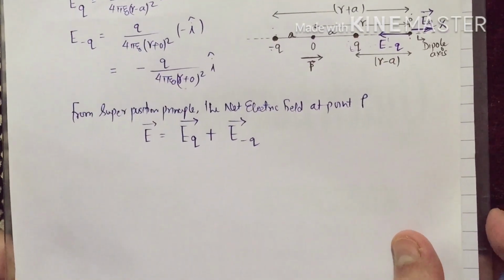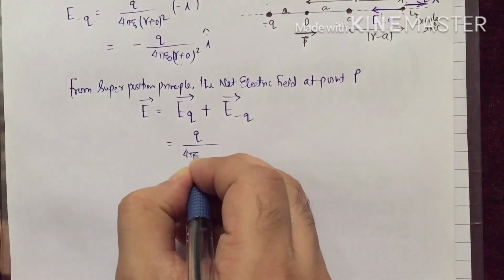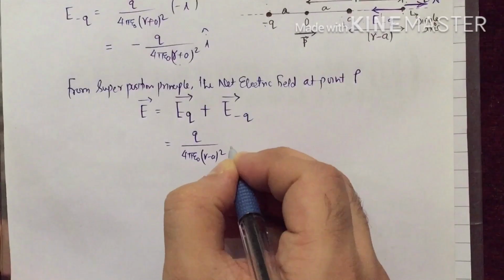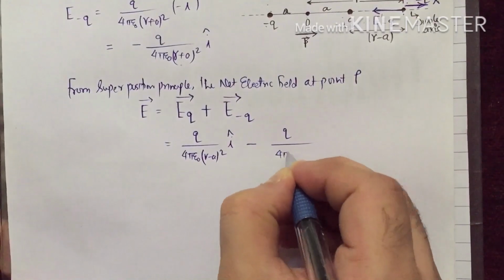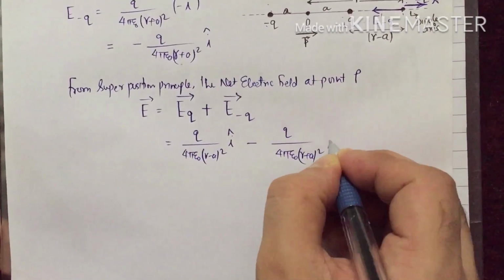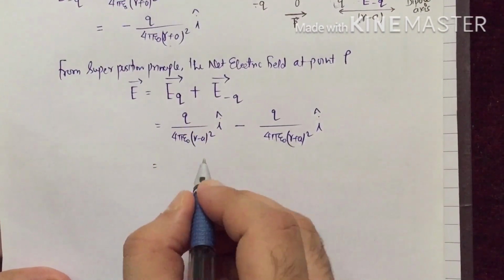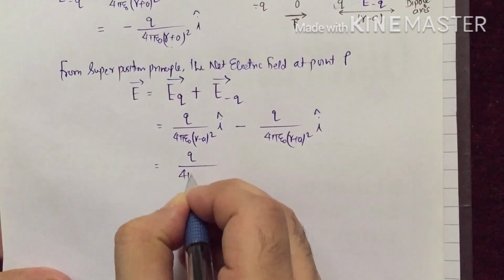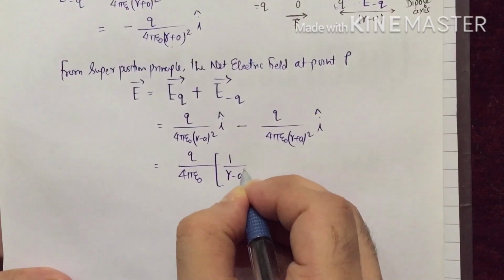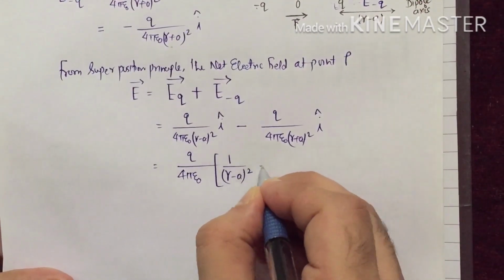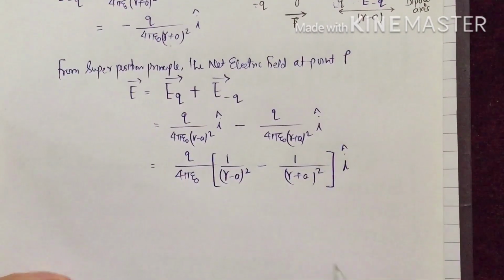Let's put the values. It is q by 4 pi epsilon naught (r minus a) whole square into i cap, and E due to minus q is minus q divided by 4 pi epsilon naught (r plus a) whole square into i cap. q by 4 pi epsilon naught is common in both the terms, so we can take the common q divided by 4 pi epsilon naught, and 1 divided by (r minus a) whole square minus 1 divided by (r plus a) whole square into i cap is taken common.